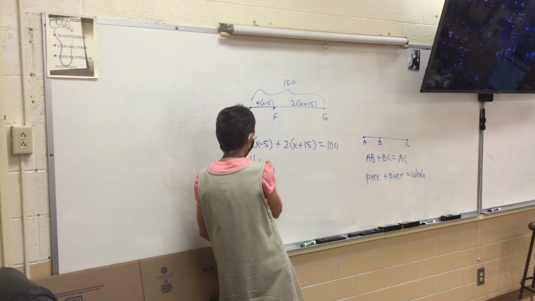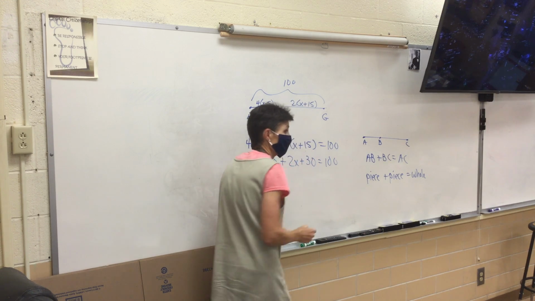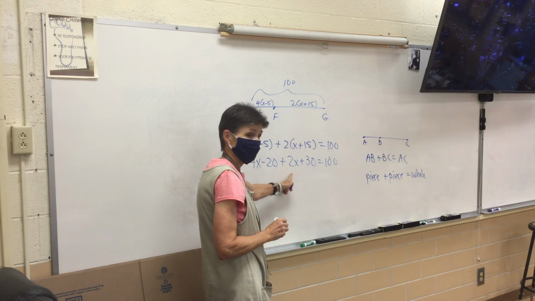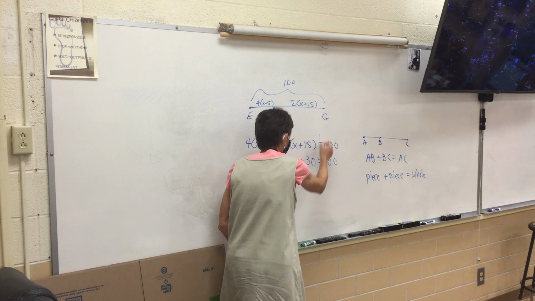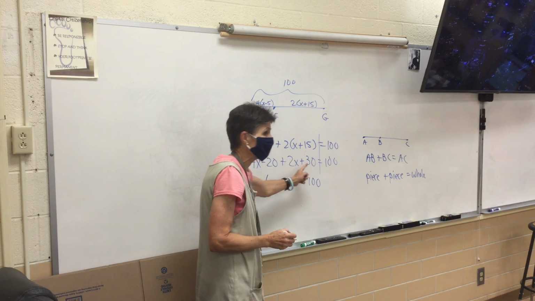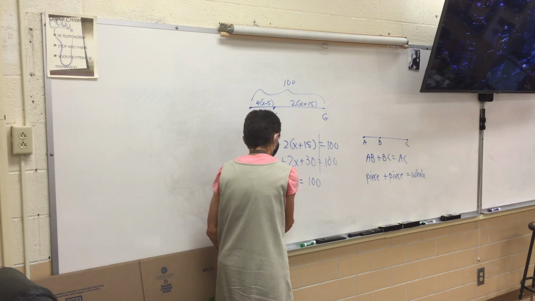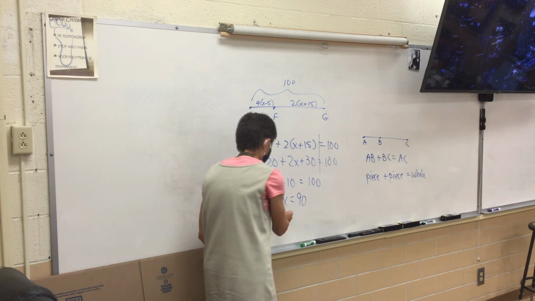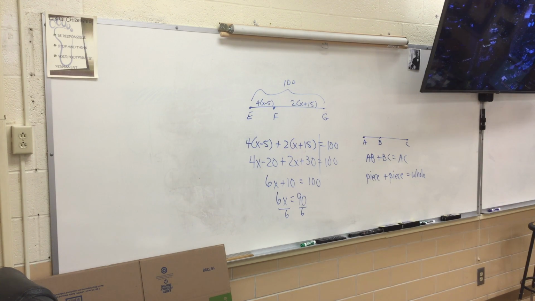All right, so did you say you have 4x minus 20 plus 2x plus 30 equals 100? And combine like terms. So 6x plus 10 equals 100. Now remember, your line is right there. So you're adding these up. You're not moving these anywhere. You're just adding them up. So then you subtract 10 and divide by 6. And we should end up with 90 divided by 6, which is 15.